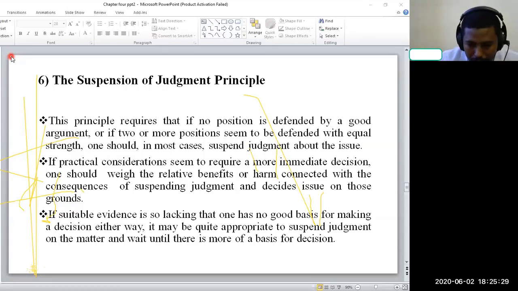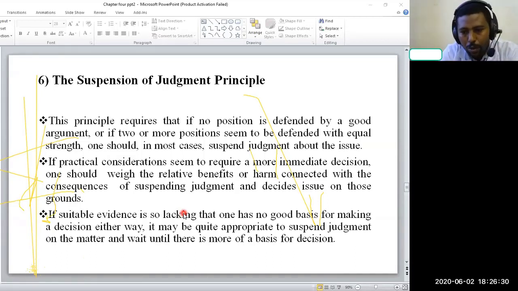Sometimes we may close our discussion by accepting two views equally, because the pros and the cons may be equal. The known and the unknown may be equal. So we should refrain from making judgment on that occasion. So with this principle of a critical thinker, we should not take a position when our counter argument can be defended by a good argument like ours, so that two or more positions can be defended with equal strength and equal weight. There might be such a chance. So one should, in most cases, suspend judgment about the issue.